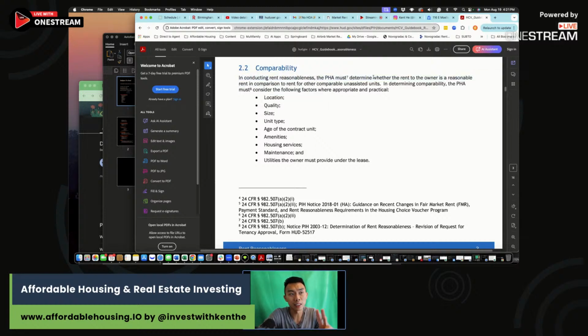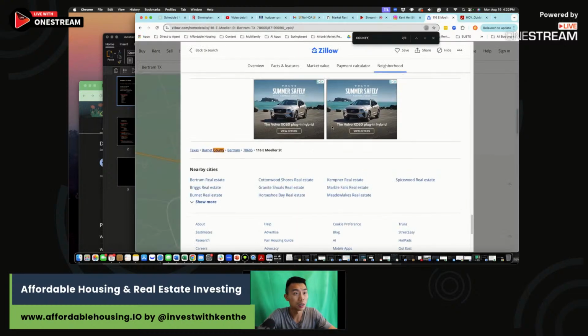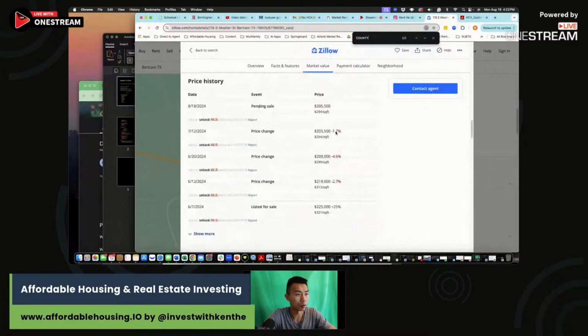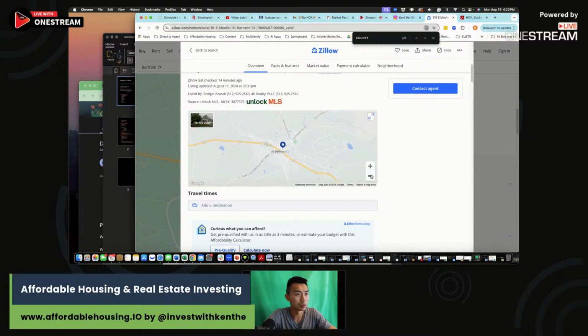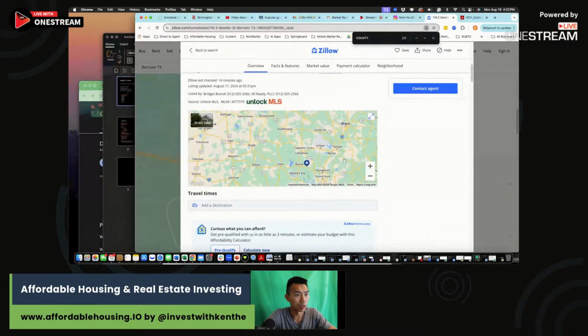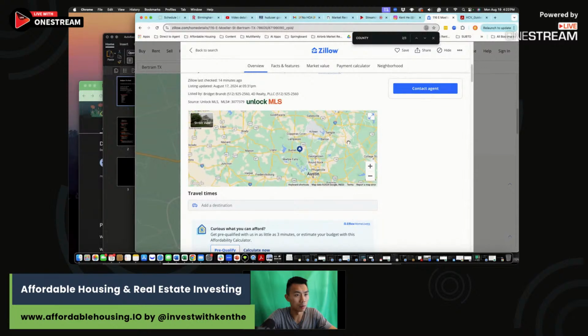It says that in conducting rent reasonableness, the PHA must determine whether the rent to the owner is a reasonable rent in comparison to rent for other comparable unassisted units. So this is why the size and unit type really matter. You're probably comparing 2-bedroom apartments because it went 11 miles in radius to try to figure out a place. I'm guessing this area is pretty rural. Yeah, this is a really small area, all the way northwest, almost way outside Austin.